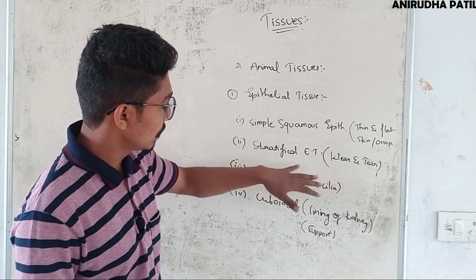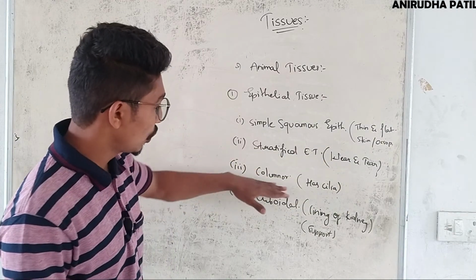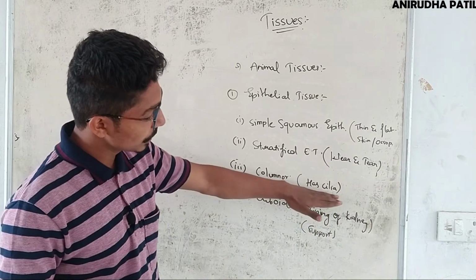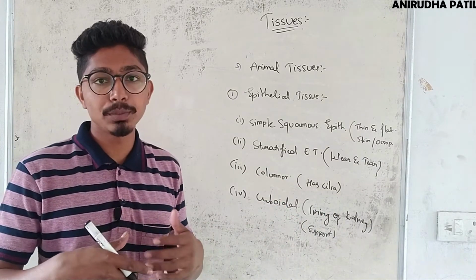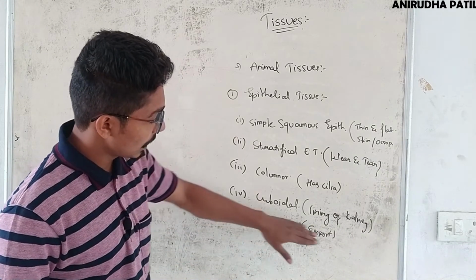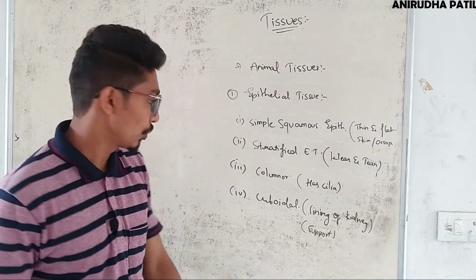Stratified protects the organs from wear and tear. Columnar has cilia, and this cilia can move, and the movement of cilia pushes the mucus forward and cleans it. So cuboidal are present on the lining of kidney, and they help in mechanical support.